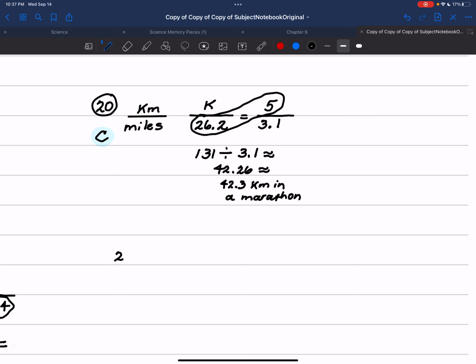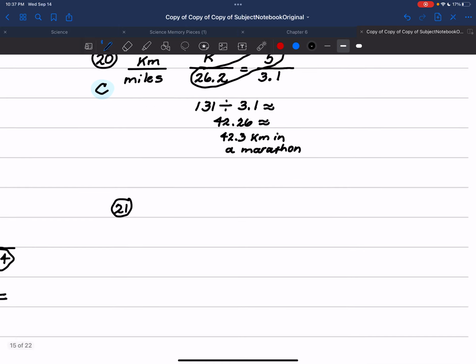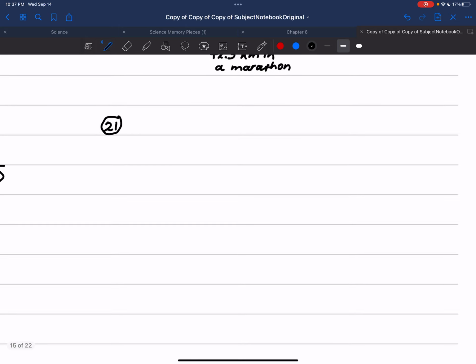Okay, number 21. Students I have had before in class literally panic at this kind of problem. We've seen these in science. Don't panic. It's okay.